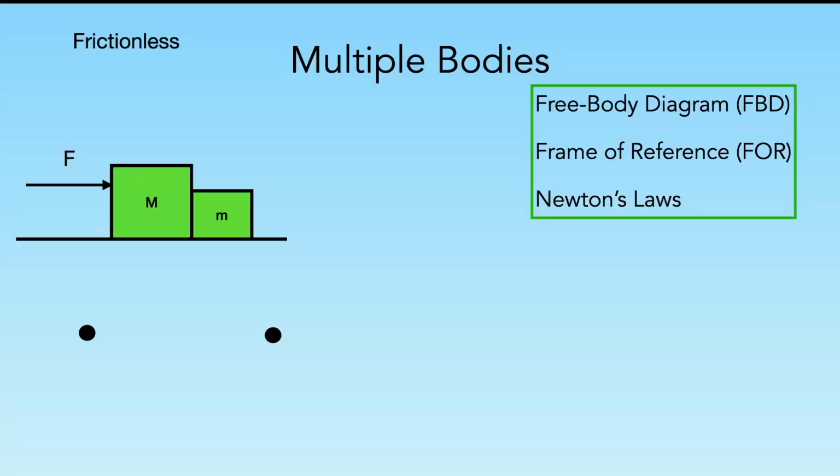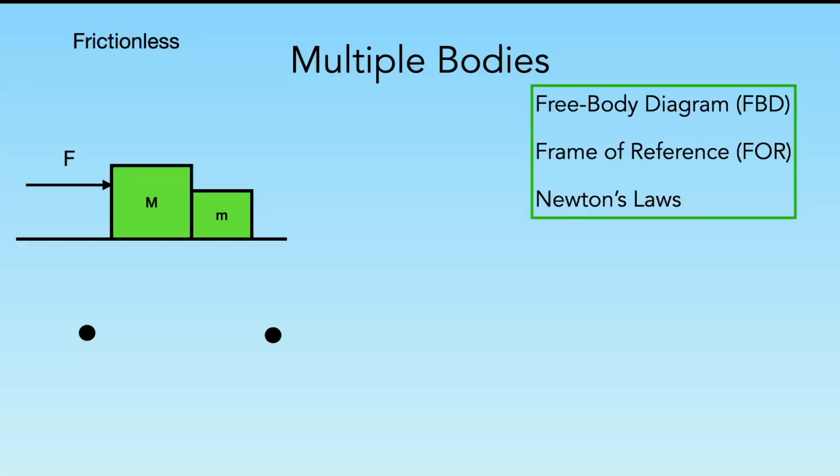Multiple bodies. This is another extension of Newton's second law problems. So we're going to do the exact same thing every time. Let's look. We've got a force pushing on a big box. In front of the big box is a little box. Okay, big M and little m.